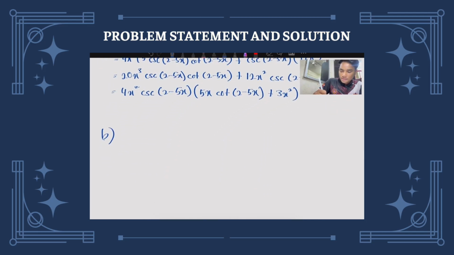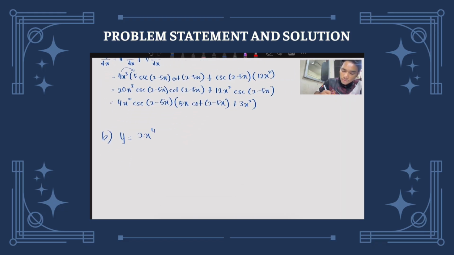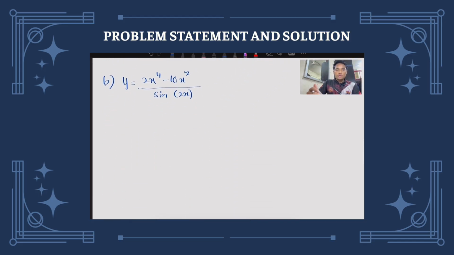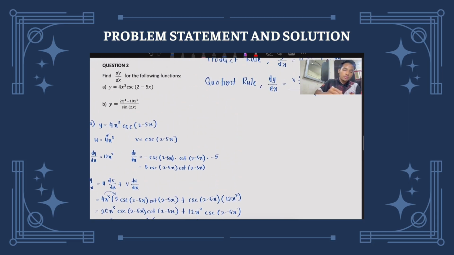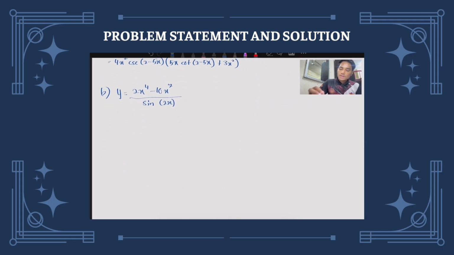Right, the question: y equal to 2x to the power of 4 minus 10x to the power of 2 over sine 2x. For this question 2b, you should use the quotient rule formula. Okay, let's answer the question.